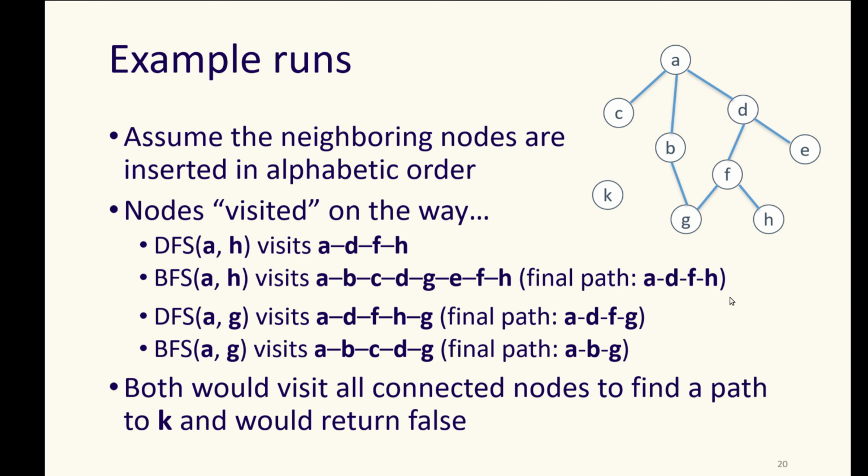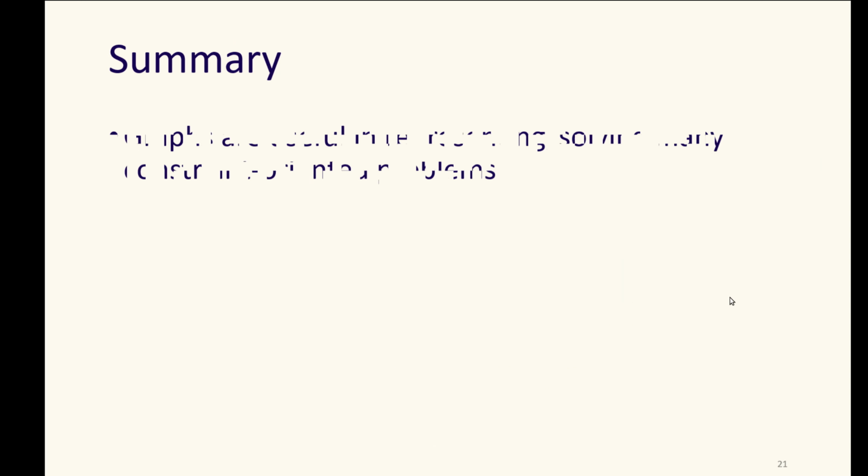Both of them would visit all connected nodes to try to find a path to K. They would visit them in a different order, but they would visit all of the nodes and eventually conclude that false, there was no path, or null if you were asking to return a path or that kind of thing.